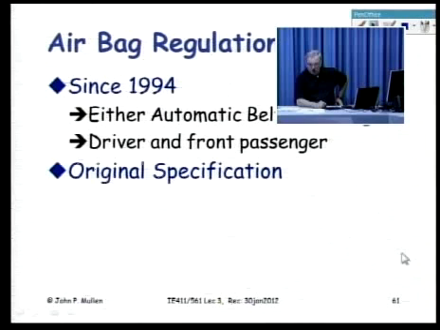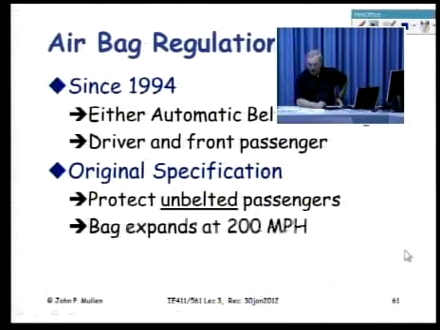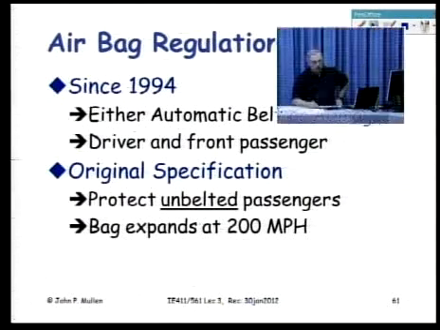The original specification was to protect unbelted passengers, and the bags expand at 200 miles per hour. So you run into a wall at 30 miles an hour, and you end up with an airbag coming back at you at 200 miles an hour. That is supposed to be an improvement, though.